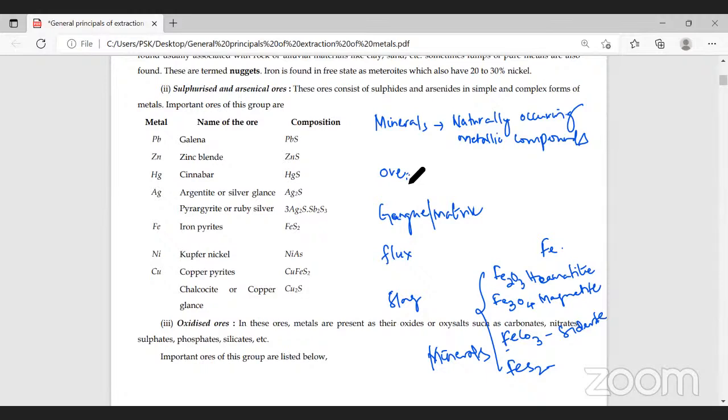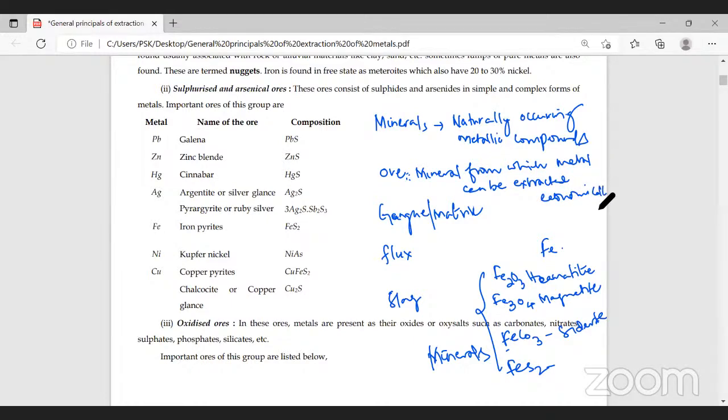Now, what is an ore? An ore is a mineral from which metal can be extracted economically.